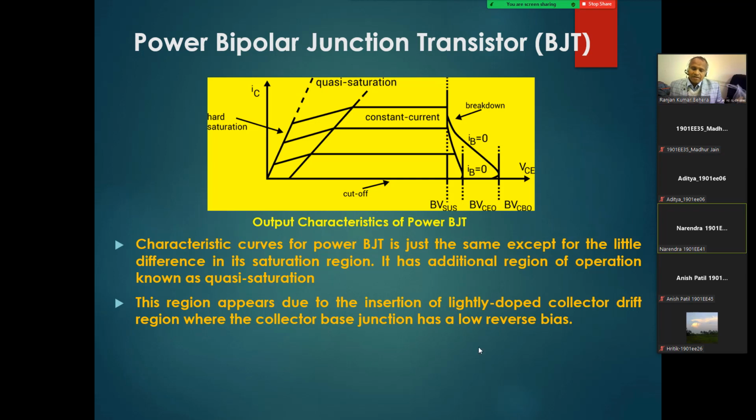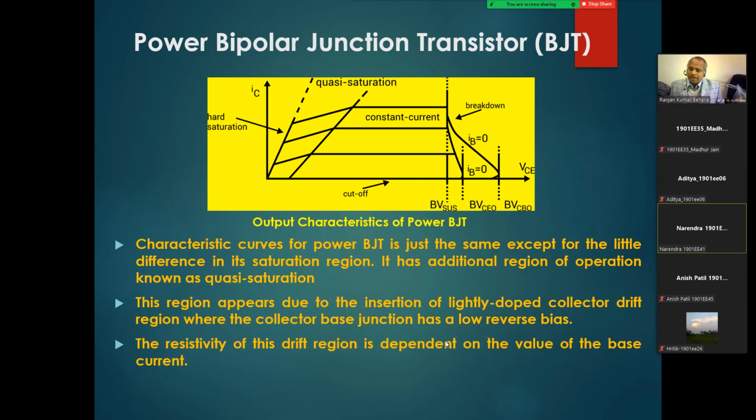Because of the low reverse bias, the resistivity of the drift region depends on the value of the base current. There is a thermal limit to these BJTs, because there is a secondary breakdown, because of the negative resistance. So the secondary breakdown occurs, and that secondary breakdown depends on the value of the base current.